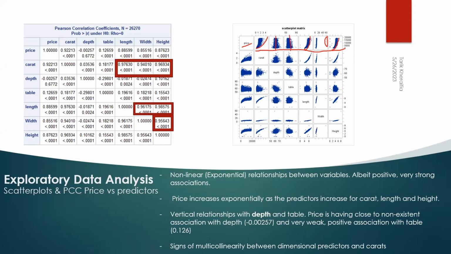Vertical patterns here are also translated to the Pearson correlation table here, with a negative, very, very low correlation between depth and price, as well as a positive, very, very low correlation between table and price. The other predictors have very strong positive relationships with price, all above 0.85, but the problem that arose here is that multicollinearity is present between these dimensions: carat and length, height, and width, and between length, height, and width, which can be seen here. These were flagged and adjusted appropriately when developing the model.